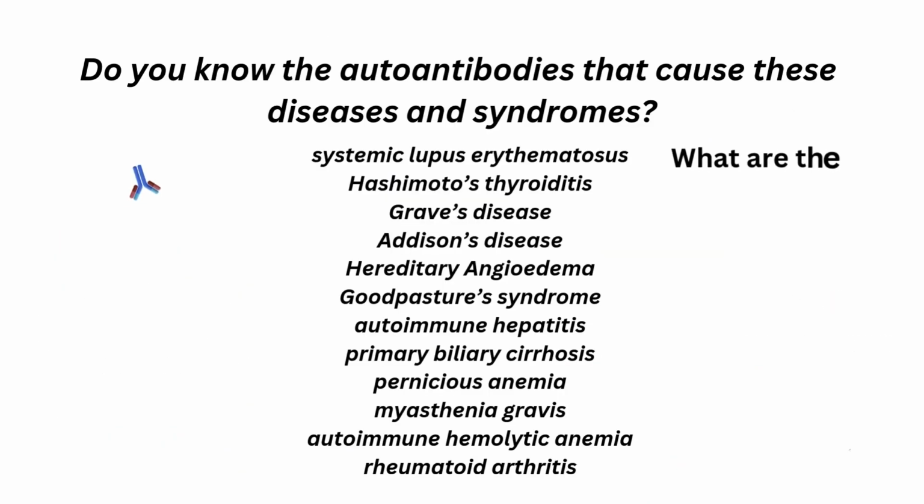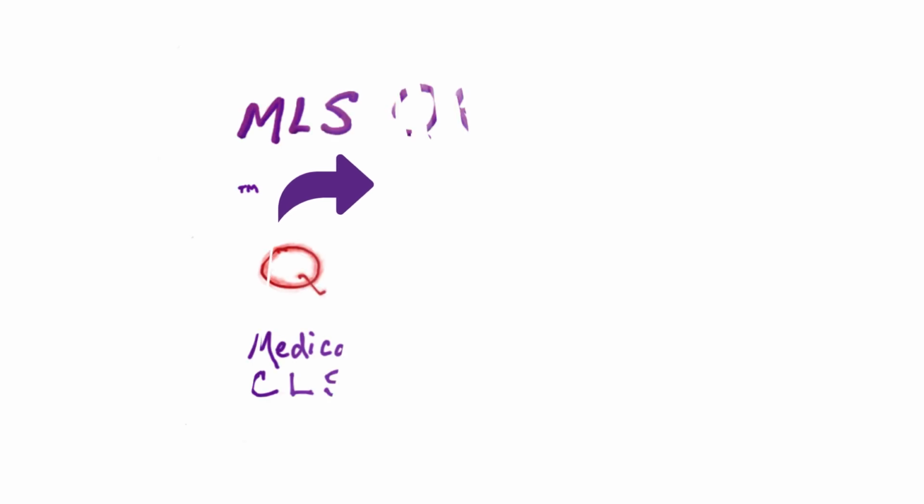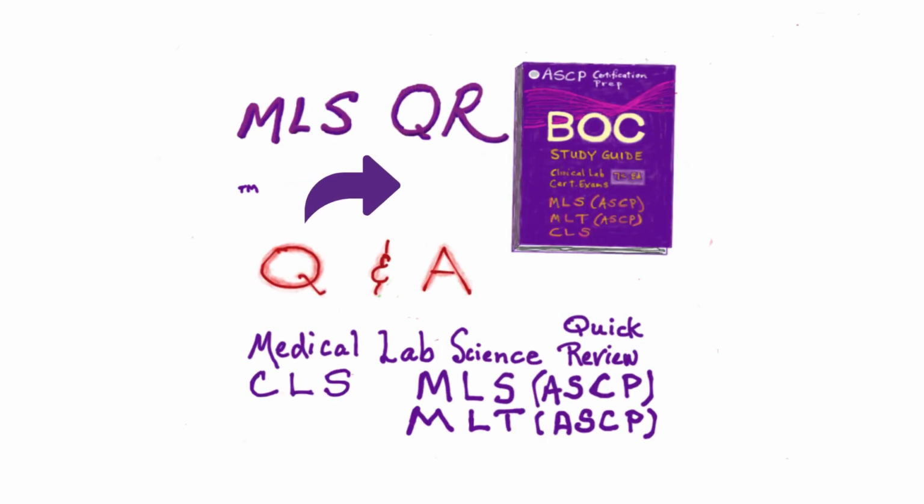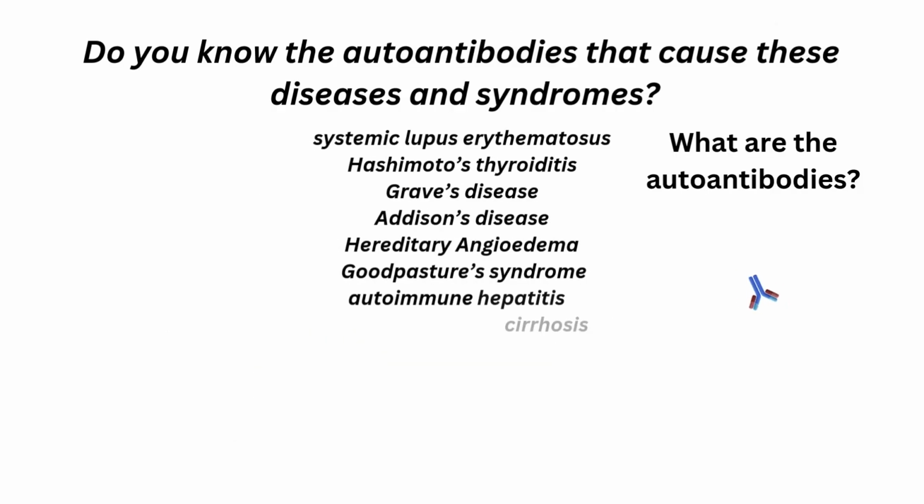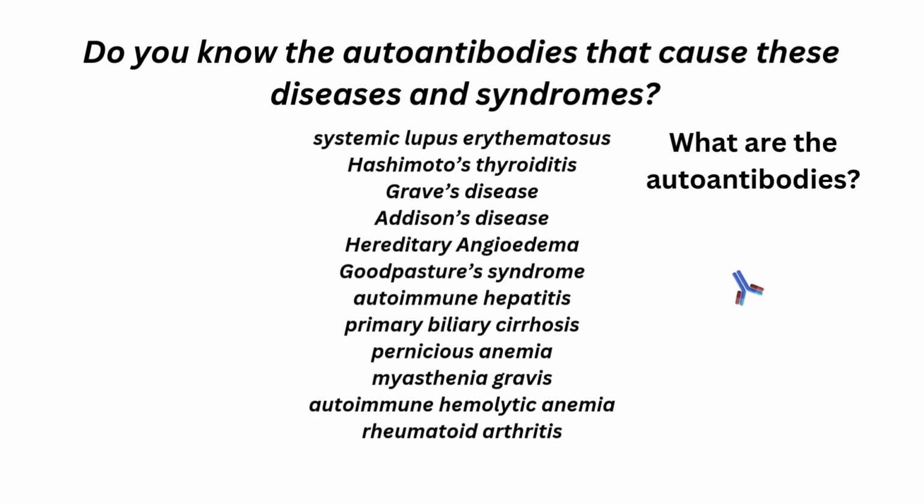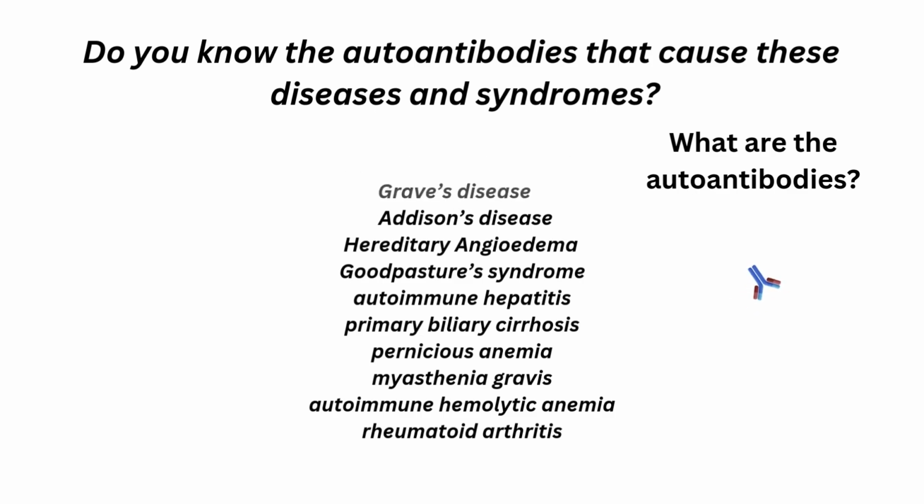Do you know the autoantibodies that cause these diseases and syndromes? Occasionally, we come across these autoantibodies in the clinical lab in departments of serology, clinical hematology, clinical chemistry, urinalysis, and blood banking. Many of you are familiar with our topics in autoantibodies covered in several videos, and these are covered in many questions in the ACP study guide that tests your basic knowledge of these antibodies and links them to the specific diseases that they cause.